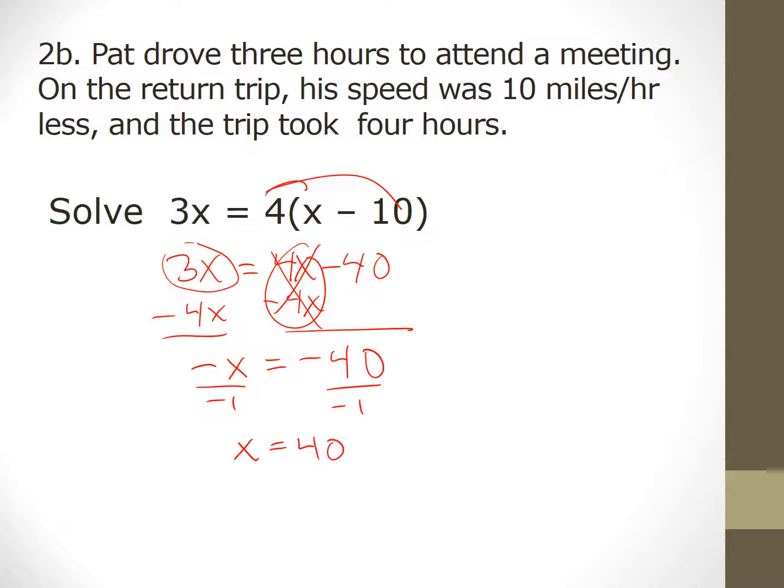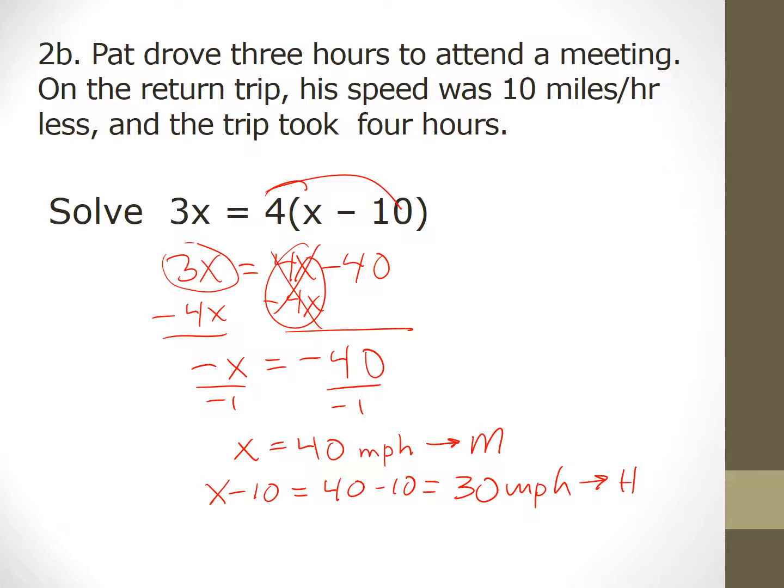And since x was my speed going to the meeting, Pat drove 40 miles an hour to his meeting. Now remember, x minus 10 was his rate or speed coming home. So that means 40 minus 10, his rate or speed coming home would be 30 miles per hour. And that is home.